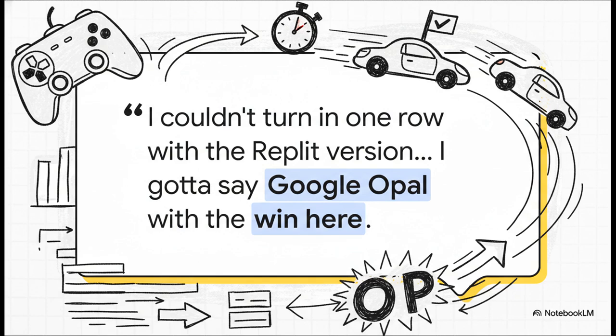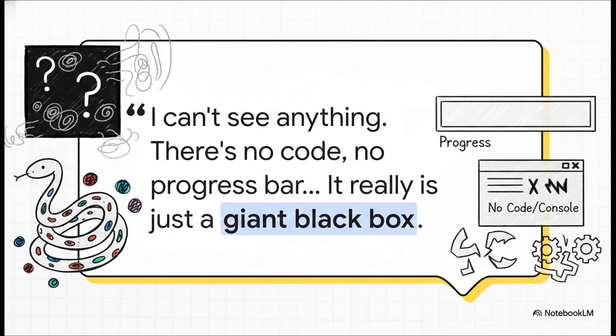He said with the Replit version, he couldn't even make those quick turns you need to play Snake properly. He was just like, "I gotta say, Google Opal with the win here. Hands down, no contest." But, and this is a huge but, then came the problem. He wanted to make one tiny change in Opal. Just make the little food pellets different colors. And he couldn't. He hit a total brick wall.